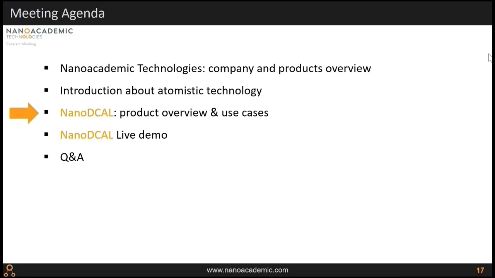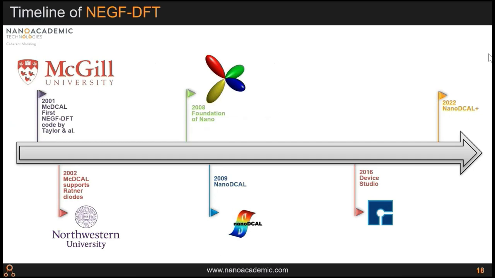Okay, so I'm going to just skip to Nanodcal. And just before I do that, let me briefly present this timeline of NEGF-DFT. So Jeremy Taylor and Professor Guo published a first paper with the first code package for NEGF-DFT, which was called at the time MCDCAL, for the McGill device calculator. And that's a very seminal paper that basically launched the whole field.